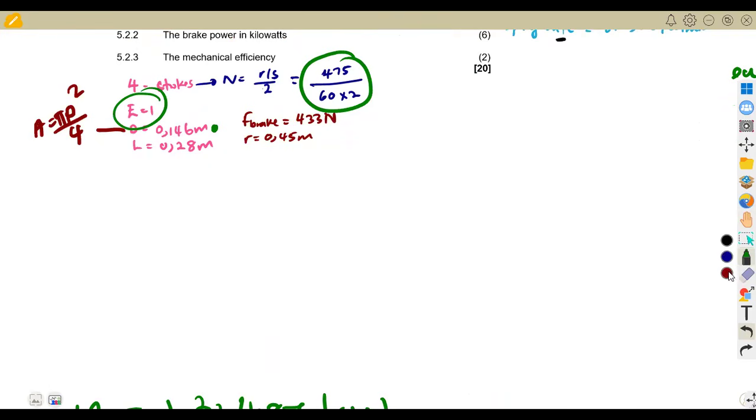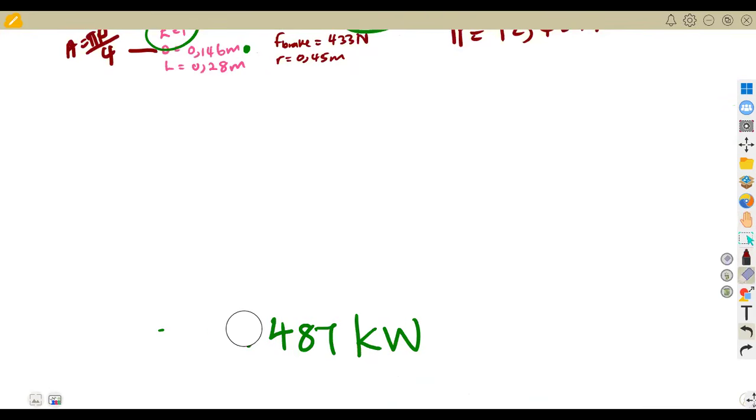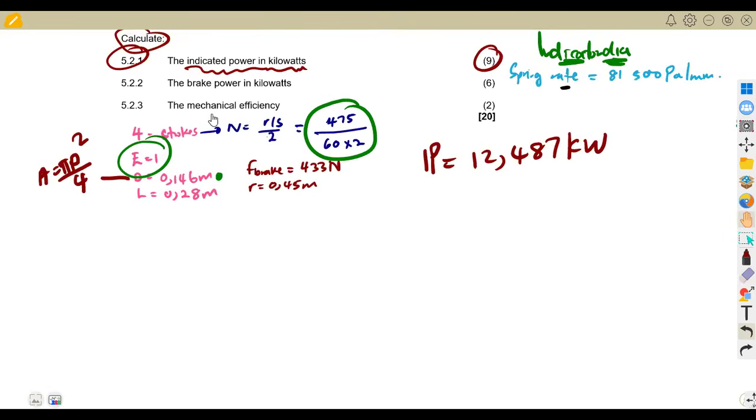All right. Remember, we calculated the indicated power. We got 12,487 kilowatts. In most cases, they might give you the mechanical efficiency. If you are given the mechanical efficiency and you have to calculate the brake power and you've got this indicated power, you can use mechanical efficiency. I talked about that. But in this case, we are not given the mechanical efficiency.